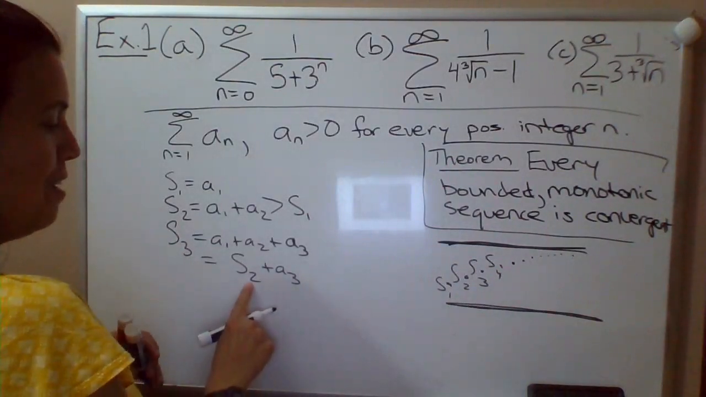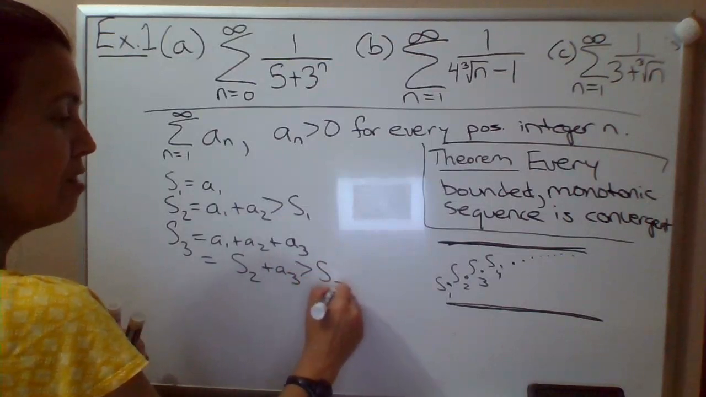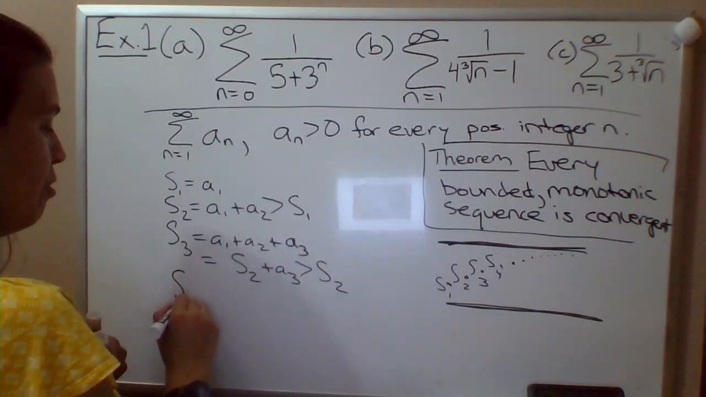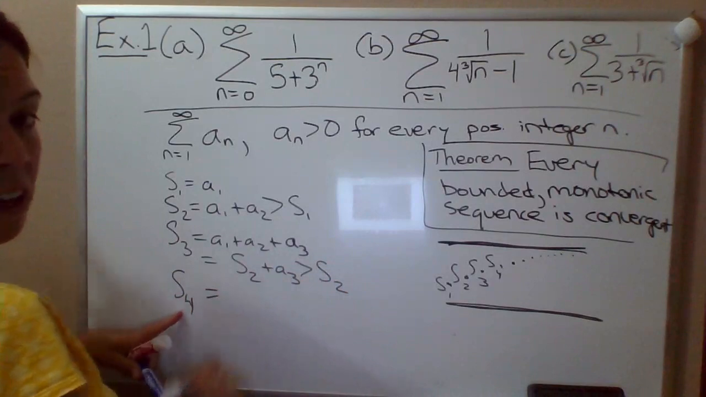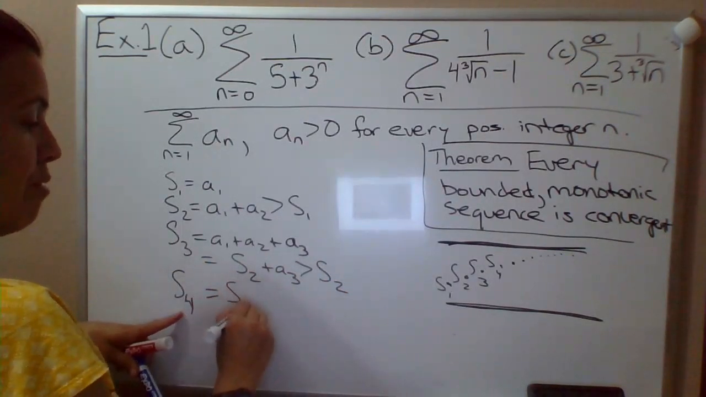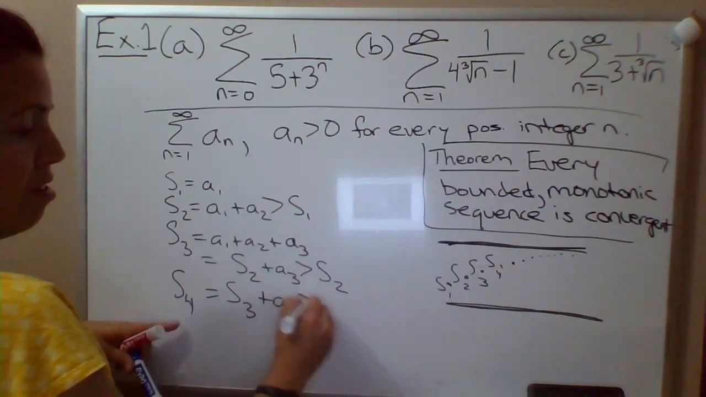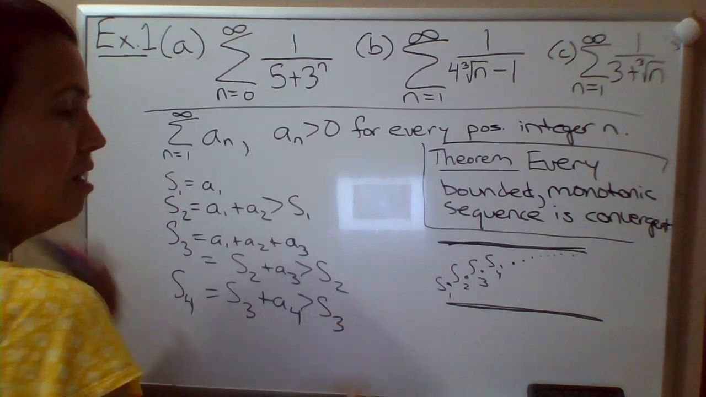But anyway, S2, and then I'm adding something positive to it, so this would have to be greater than S2. And then I'll do one more. S4, as a shortcut for finding the sum of the first four terms, I could say, okay, well, it's the sum of the first three terms plus the fourth term, which again must be positive, so this must be greater than S3.